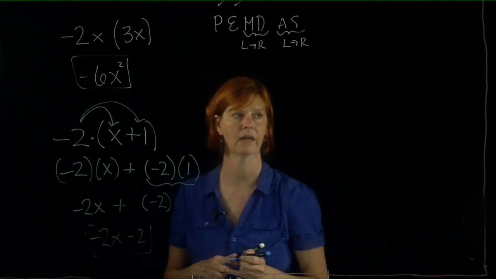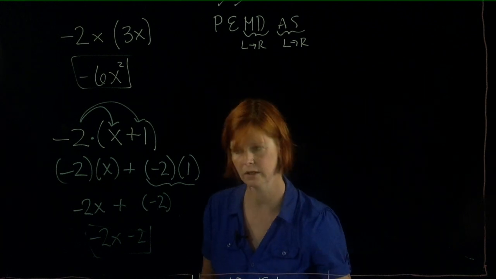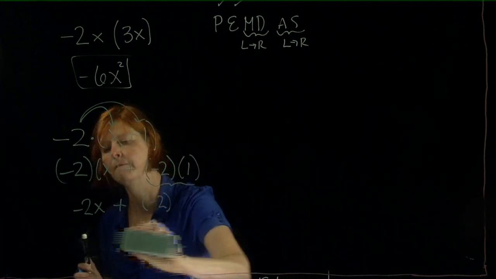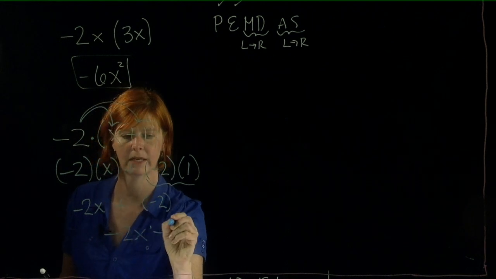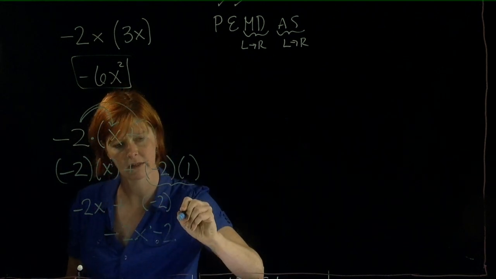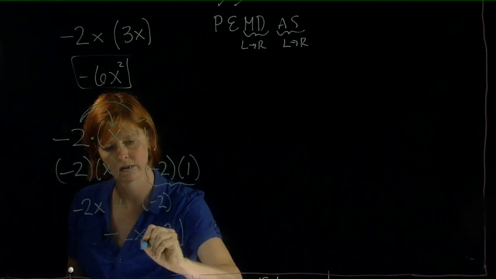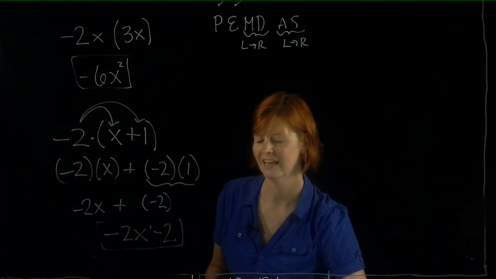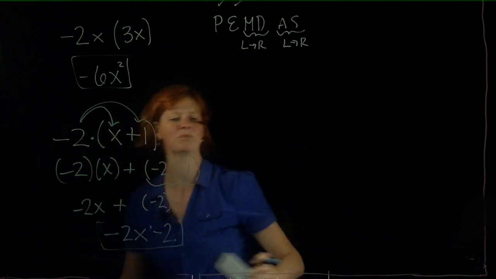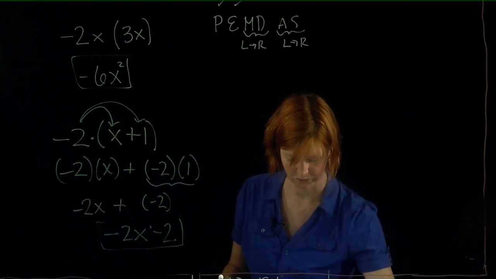That's kind of light colored. Let me rewrite that. We'll go negative 2x minus 2. I think my marker's getting a little faint. Okay, I'll get that ink down there. One second, I dropped my eraser. We'll edit that out.